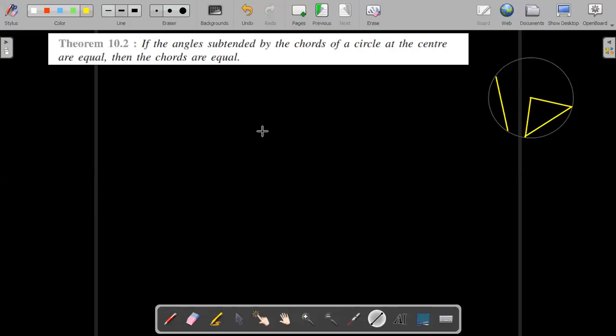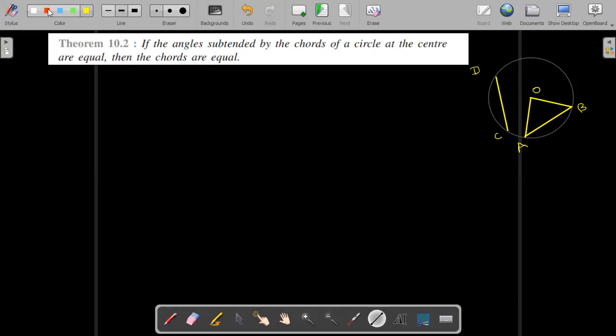So we have to start theorem 10.2: if the angles subtended by the chords of a circle at the center are equal. So we have taken two chords. This is chord AB and CD. And O is the center of the circle.